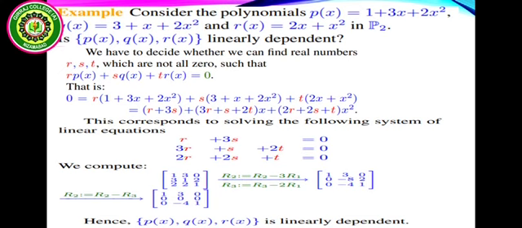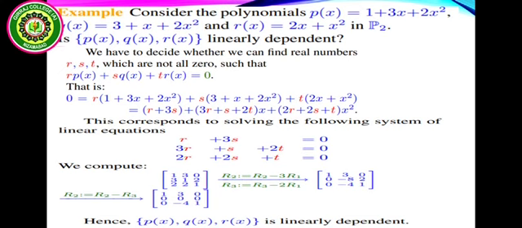So we check whether these polynomials are dependent or independent. First we write a linear combination of the polynomials equal to 0 bar. So the linear combination is R into P of x plus S into Q of x plus T into R of x equal to 0 bar.